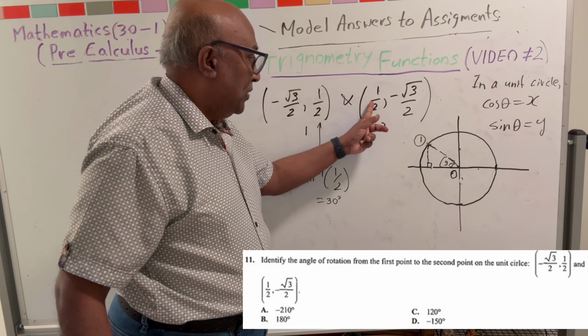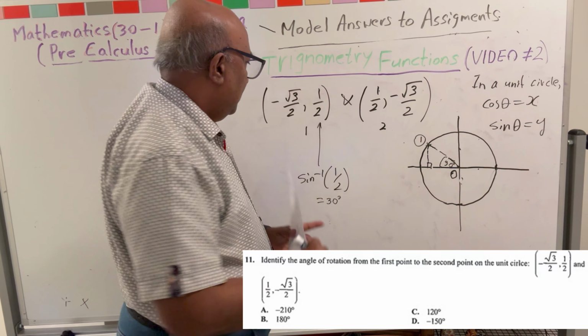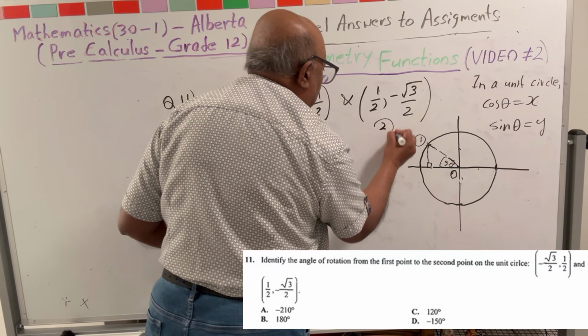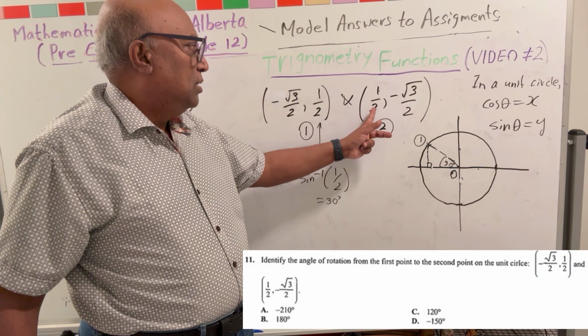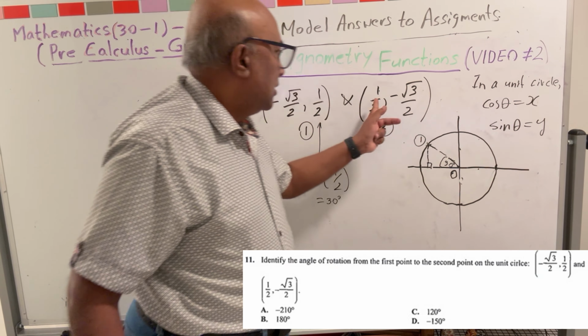Let's look at the second point. This is the first point, this is the second point. Look for the positive value. That means the cosine value is the x coordinate.